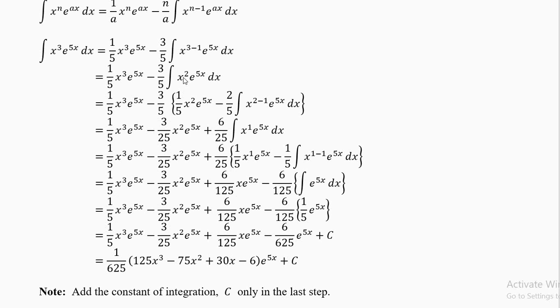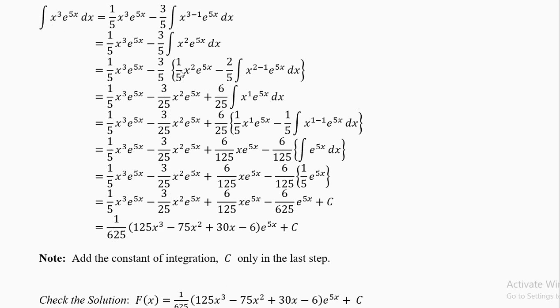Now inside the integral you have x power 2 e power 5x. What's the rule? The rule is 1 over a x power n e power ax. 1 over 5 x square e power 5x minus n over a, minus 2 over 5 integral, n minus 1. n is 2 this time. Last time it was 3. Now it has become 2. So 2 minus 1 which is 1, e power 5x. No need to write the step 2 times. I wrote it for your understanding. Now take this, open this bracket, you will get minus 3 by 25 and plus 6 by 25. Nothing is going to cancel here. Now x power 1, now n was before 3, then 2, now it has become 1.